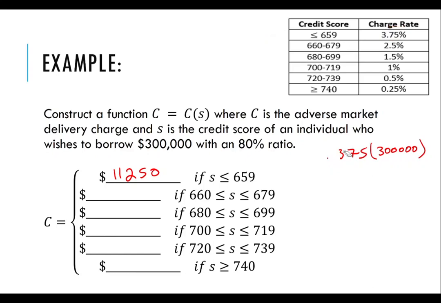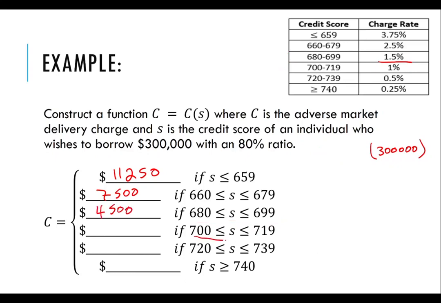Next, if the credit score is between 660 and 679, we're going to use this. Well, that's a 2.5% charge rate, so that is 0.025 times 300,000, which is going to give us 7,500, and that's how much that person would be charged for a $300,000 loan. Now for the credit score of between 680 and 699, we're right here. So that's a charge rate of 1.5% or 0.015. 0.015 times 300,000, that's going to give us a value of 4,500.